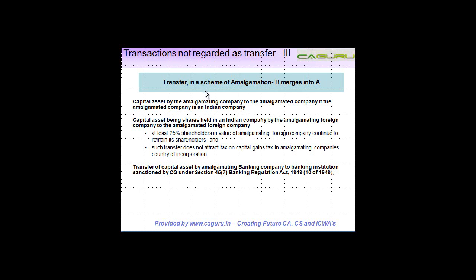Transactions not regarded as transfer. Part 3. Now, you know basically that there are certain cases wherein one company, let's say this company as A, goes and amalgamates, or in common parlance you also call this a merger. So one company goes and amalgamates into another company.